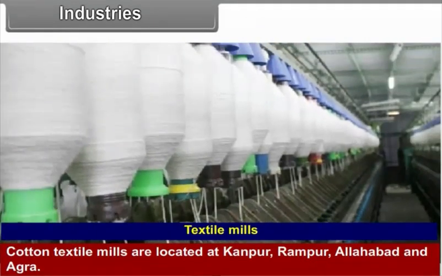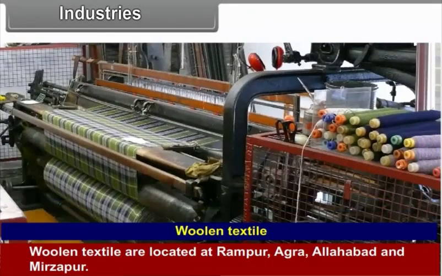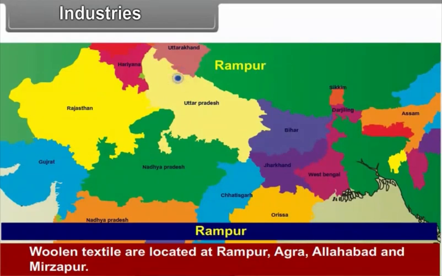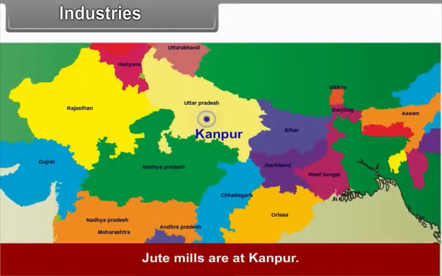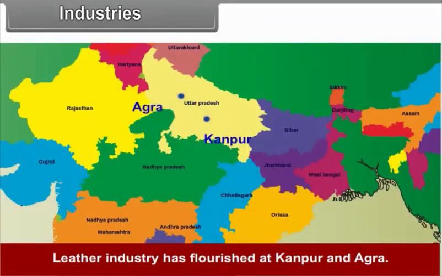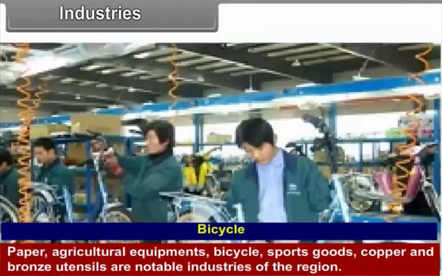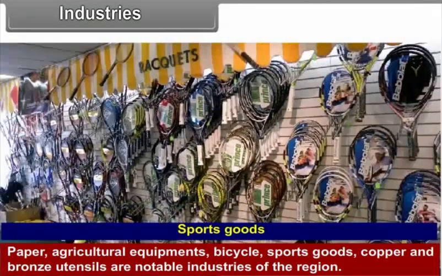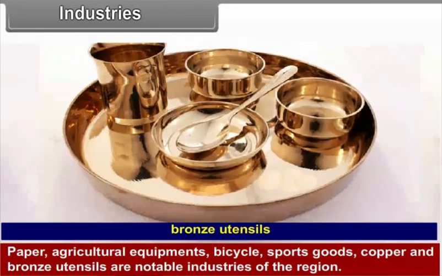Cotton textile mills are located at Kanpur, Rampur, Allahabad and Agra. Woolen textiles are located at Rampur, Agra, Allahabad, Mirzapur. Jute mills are at Kanpur. Leather industry has flourished at Kanpur and Agra. Paper, agricultural equipment, bicycles, sports goods, copper and bronze utensils are notable industries of the region.